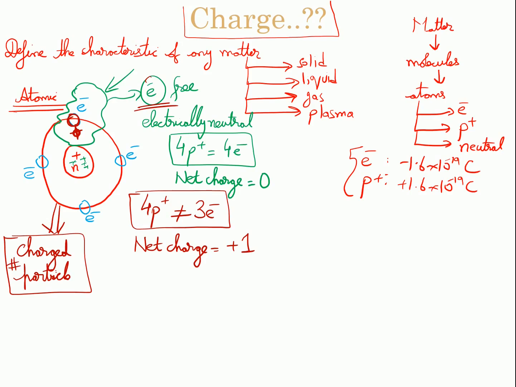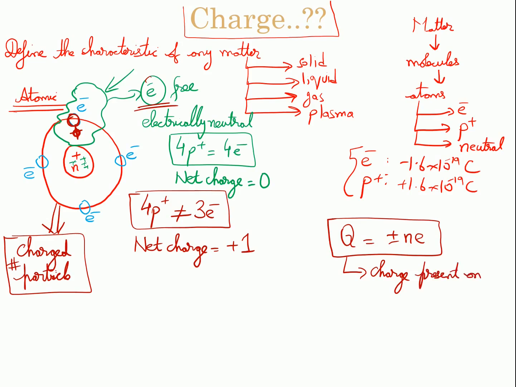Another thing, if you remember from your previous levels, is that this charge, represented by the symbol Q, having the SI unit of coulombs, is represented as a value of plus or minus Ne. So this basically tells us how many electrons are existing inside a charge. This is basically the equation representing the charge present on any atom. So this is the mathematical representation.